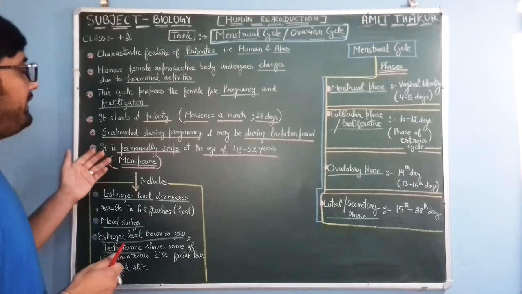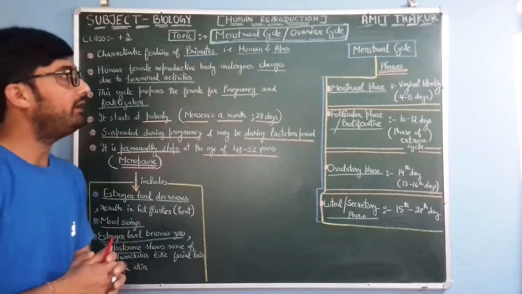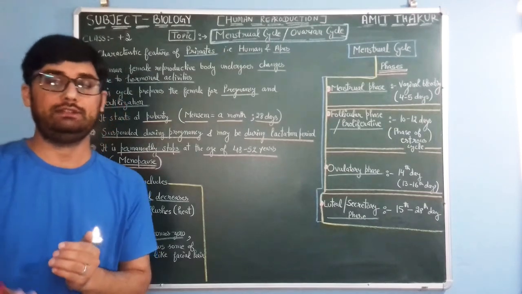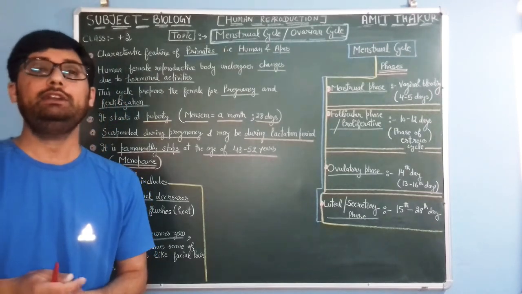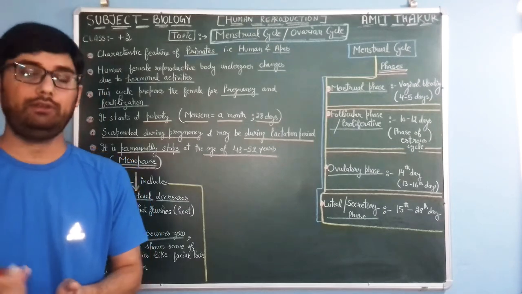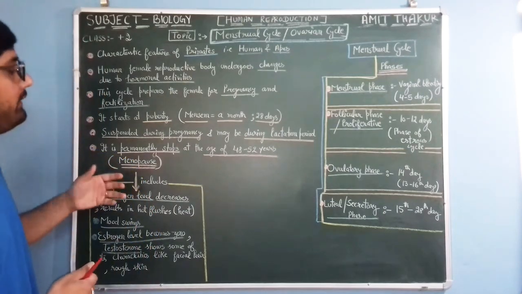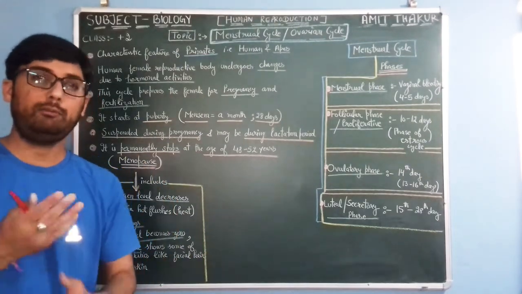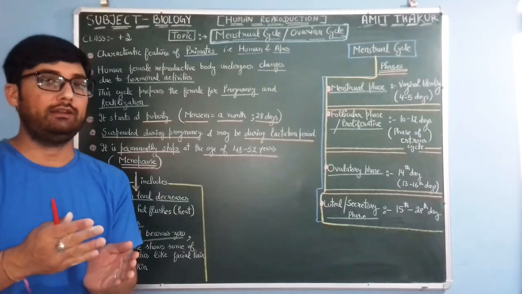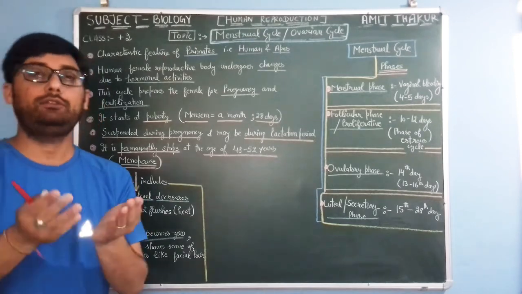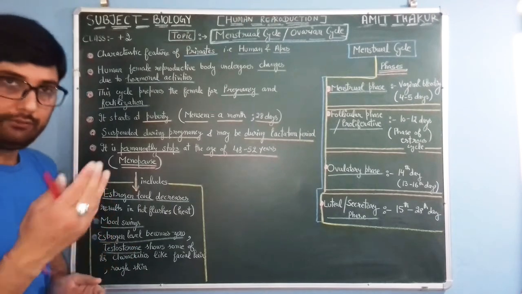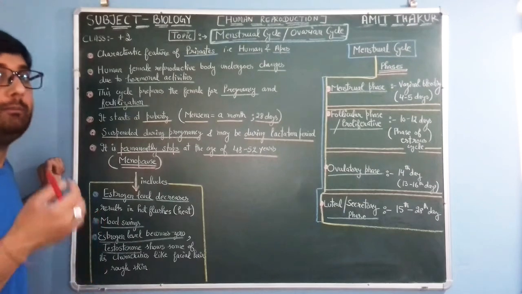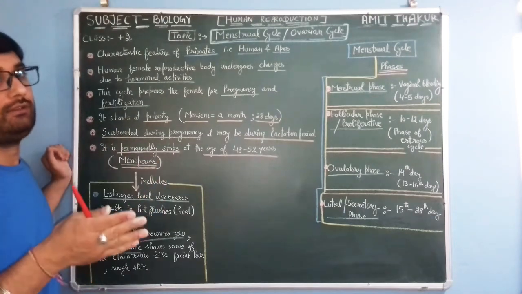But this menstrual or ovarian cycle permanently stops at a certain age, in the case of a human female at the age of 48 to 52 years. This cycle permanently stops, and this is known as menopause. Menopause means the menstrual cycle has permanently stopped in the female, and it brings certain characteristic features.